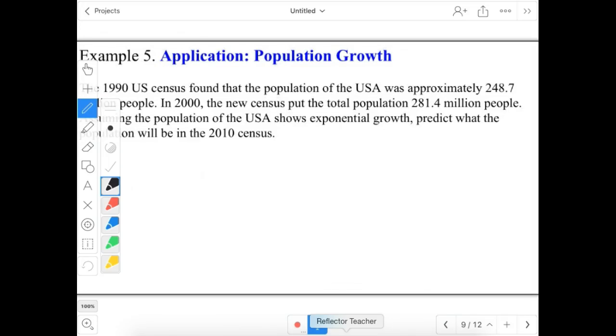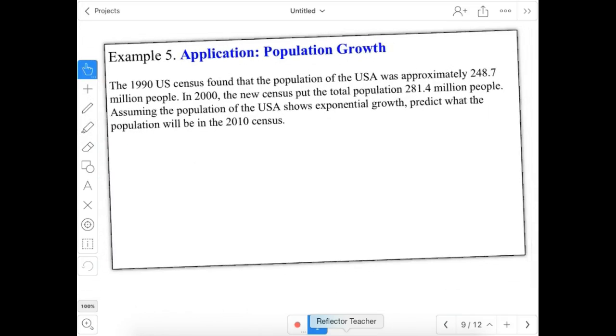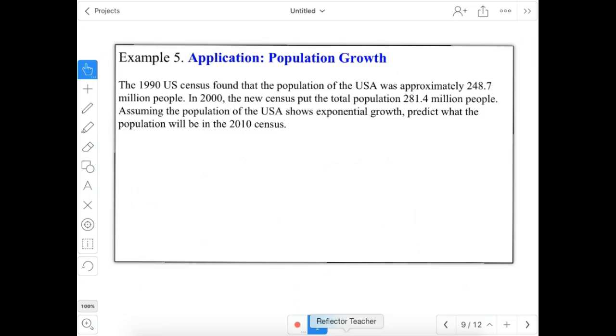Okay, and just doing one more here. For this one, we're going to actually set up our own sort of table, or we'll kind of use the information and do it the same way. So in 1990, the U.S. Census found that the population of USA was approximately 248.7 million people. In 2000, the new census put the total population at 281.4 million people. Assuming the population of the USA shows exponential growth, predict what the population will be in 2010.